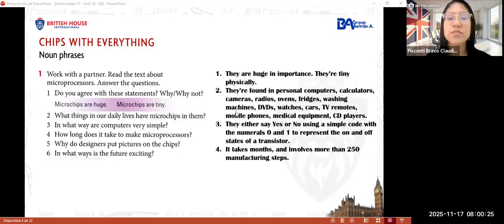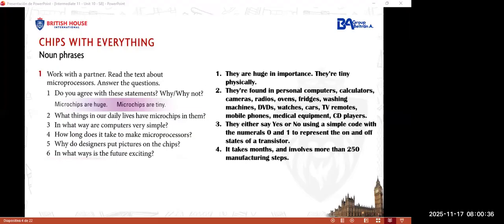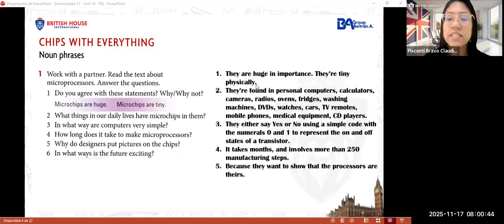Okay. Now, Jefferson, why do designers put pictures on the chips? Because the engineers want to show it's theirs. Yes, that's right. It's like a signature. Okay, very well.